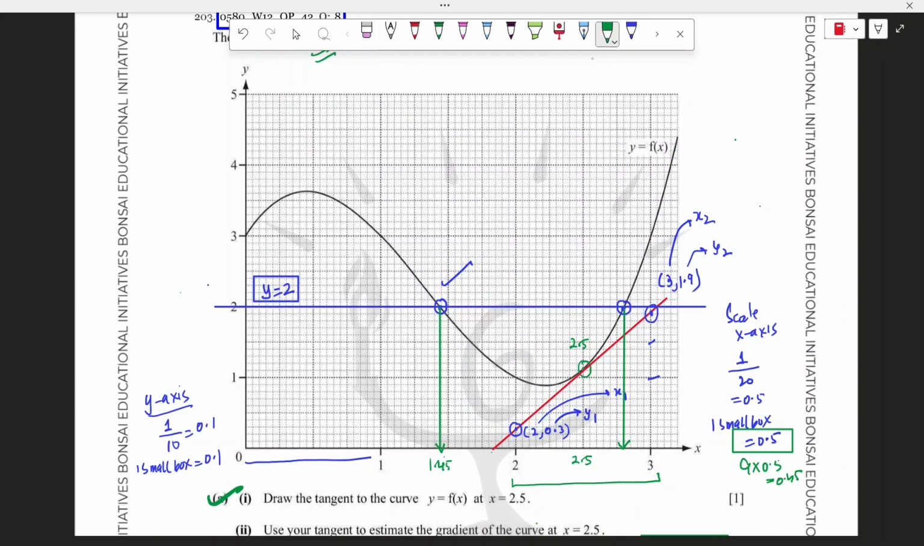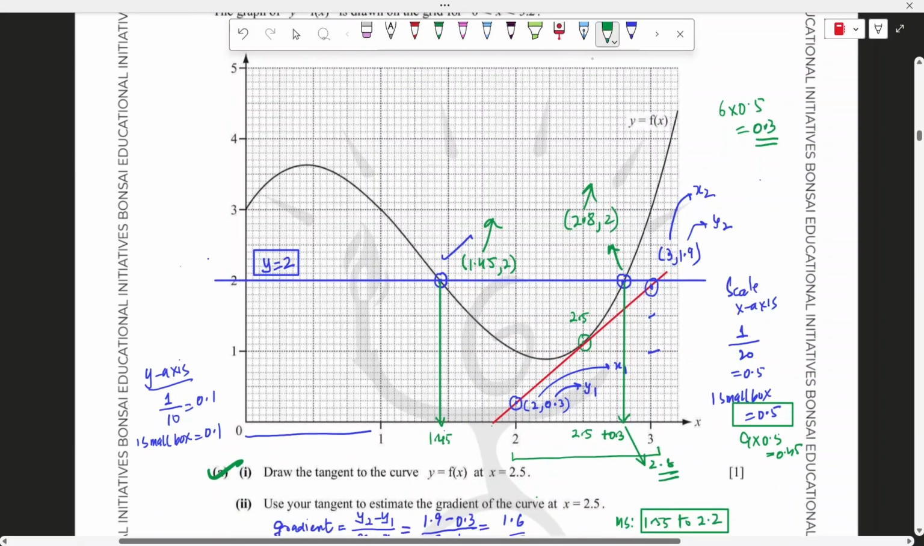And the other point: 2.5 plus 1, 2, 3, 4, 1, 2, 3, 4, 5, 6. 6 small boxes ahead of 2.5. So 6 into 0.05, I am ahead by 0.3. So 2.5 plus 0.3. So here exactly I am at 2.8. Okay, it means the coordinates of this are 1.45, comma 2, and here the coordinates are 2.8, comma 2. So these x values are going to be the solution for the required graph.